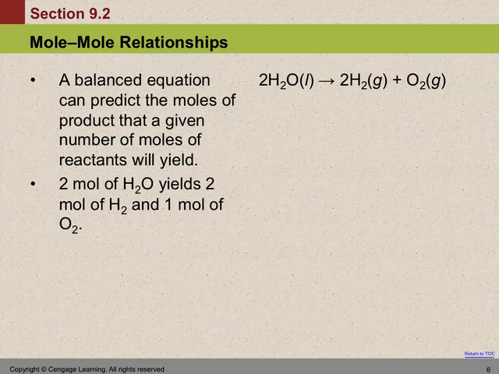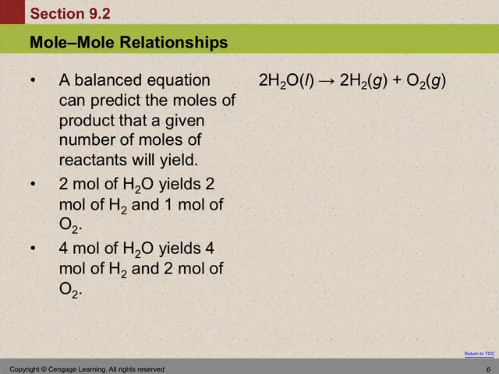So what we can see from the equation is that 2 moles of water yields 2 moles of hydrogen gas and 1 mole of oxygen gas. Likewise, if we started with 4 moles of water, that would yield 4 moles of hydrogen gas and 2 moles of oxygen. So what's important here is the ratio in which the reactants and products interact.